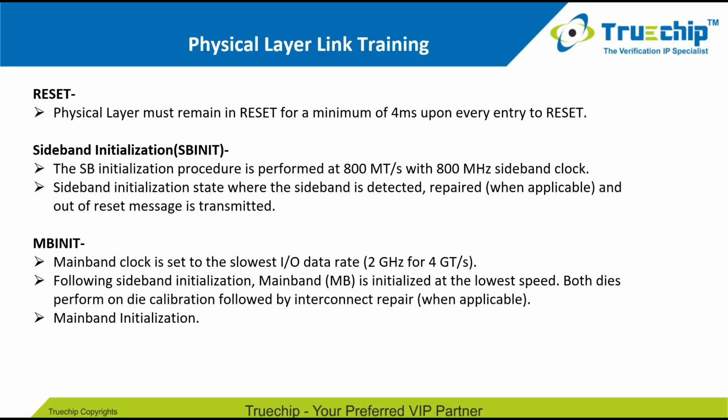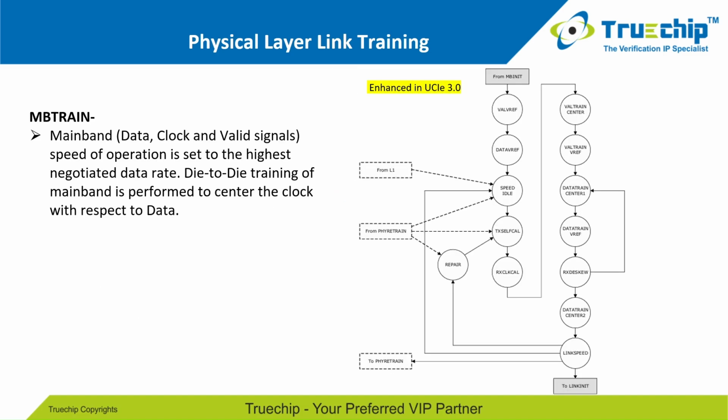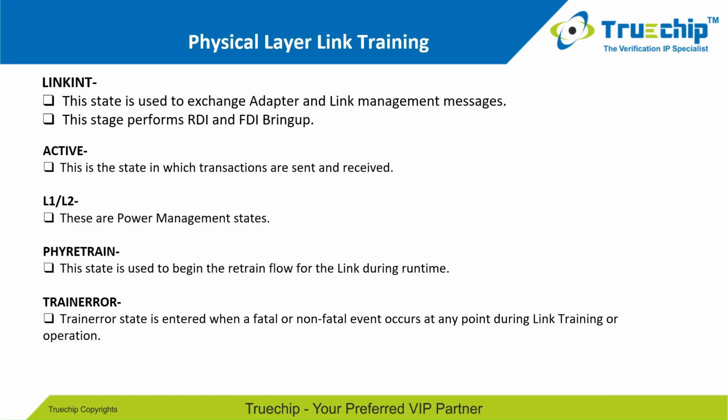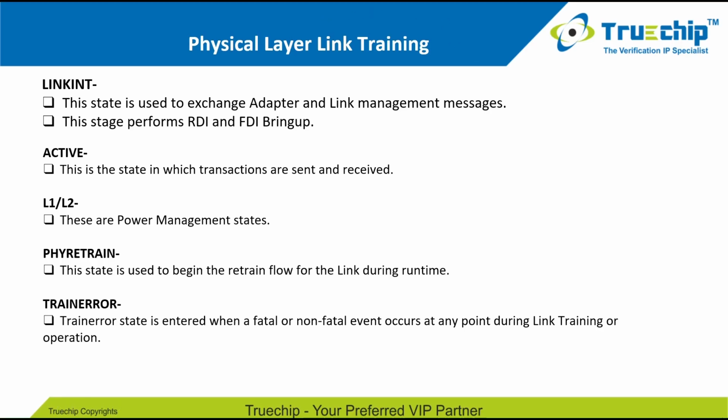And here it is MB train. In this state, the mainband speed is set to the highest negotiated data rate. This is where the complex die-to-die training happens to center the clock with respect to the data. And here the link init. This state is used to exchange adapter and link management messages, and it performs the RDI and FDI bring-up also. And the next state is active. This is the final state where transactions are sent and received.